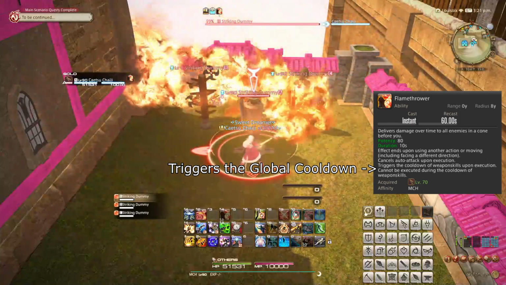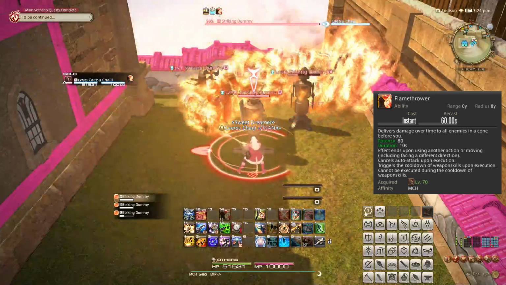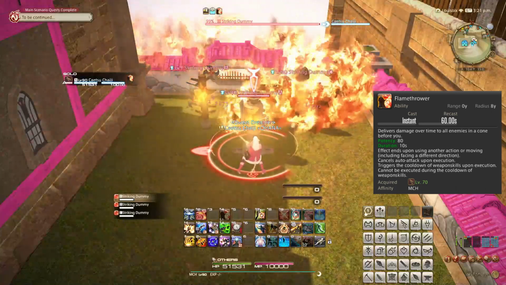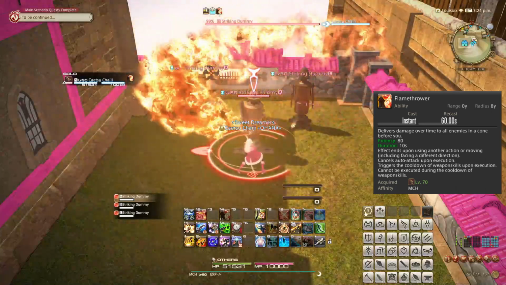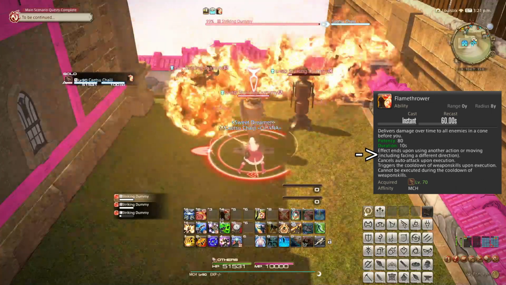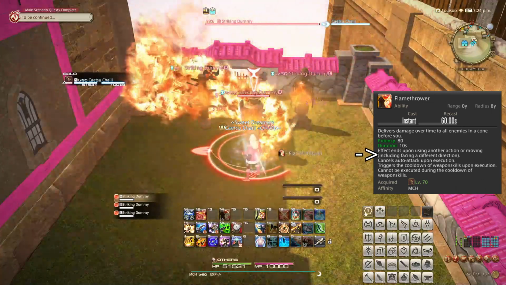Flamethrower is also a cone attack, the third area of effect option, meaning the radius denotes the length of the cone in front of you, but the width of the cone is not stated. Finally, Flamethrower is also what can be considered a channeled ability, as it cancels if you do anything.